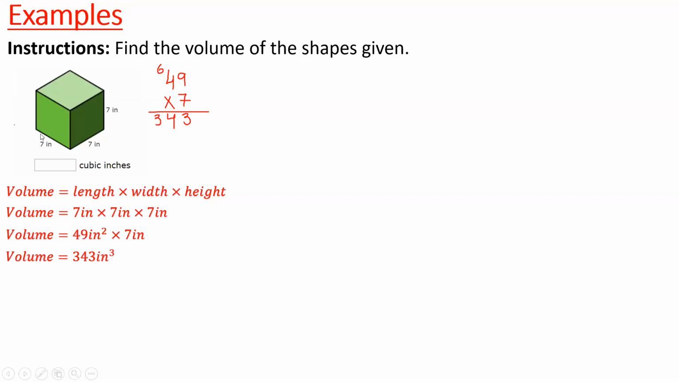What is 7 times 7? That's going to be what? 49. Good. And then now you multiply 49 times 7. It's going to be what? 343. Very good. So that's how we get it.